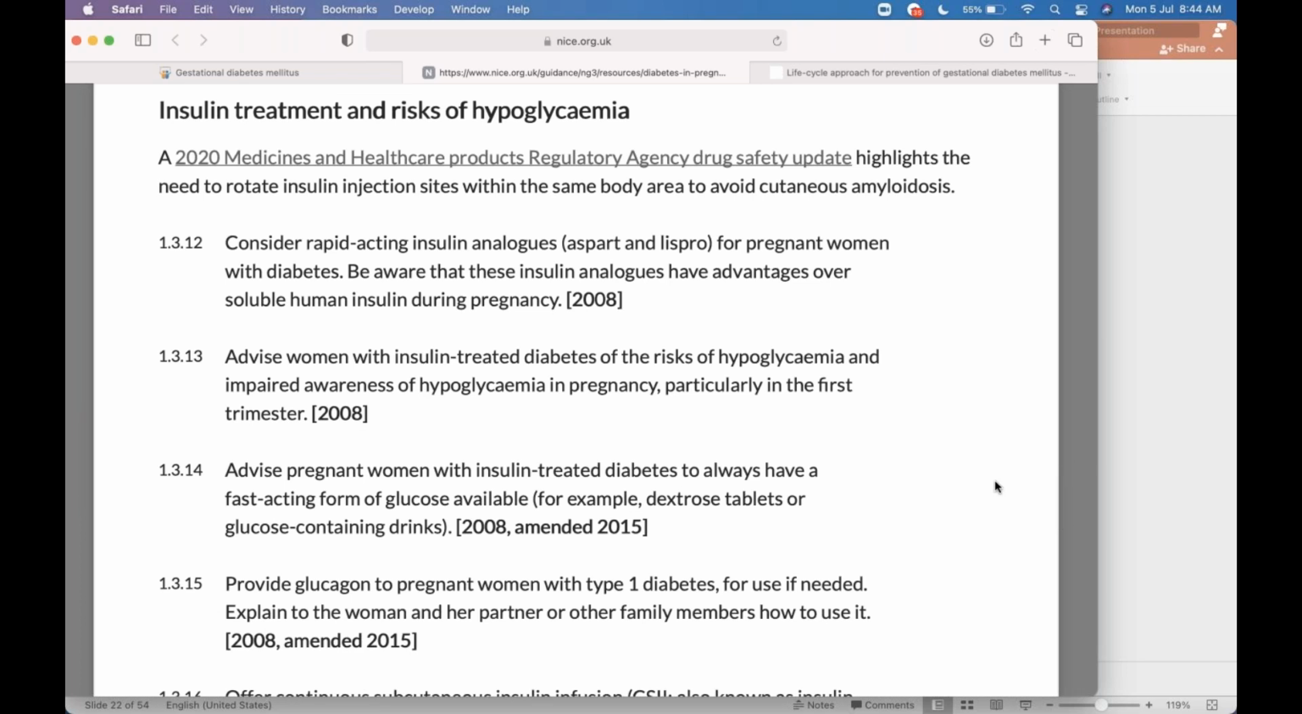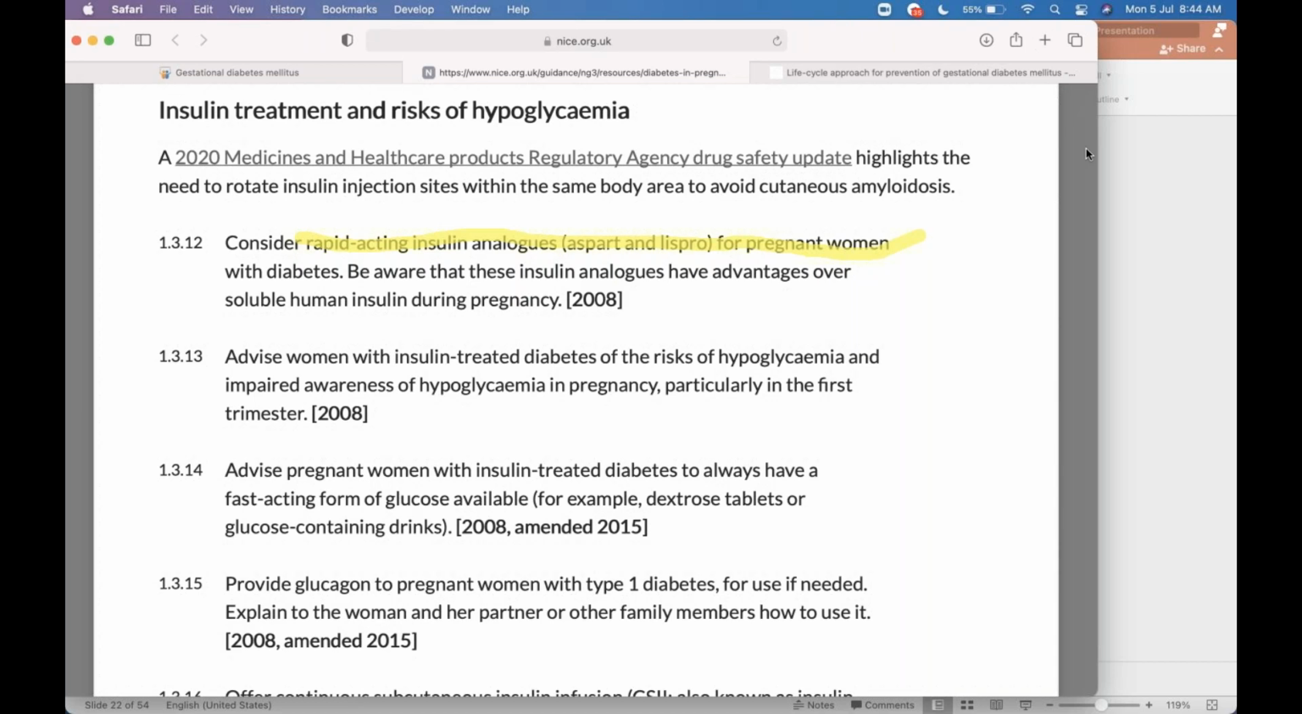Otherwise, now we come on to the insulin. Does anybody know what are the types of insulin that are available in the market? We prefer rapid acting insulin, that is aspart and lispro, for the pregnant woman. Long acting, regular, subcute. Subcute, you don't say subcute; that is a mode of administration. Long, short acting, intermediate acting, very good. Short, regular acting, long acting.